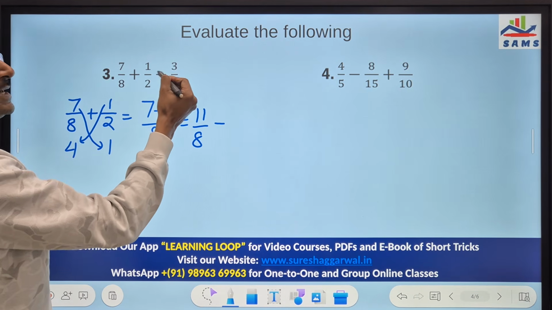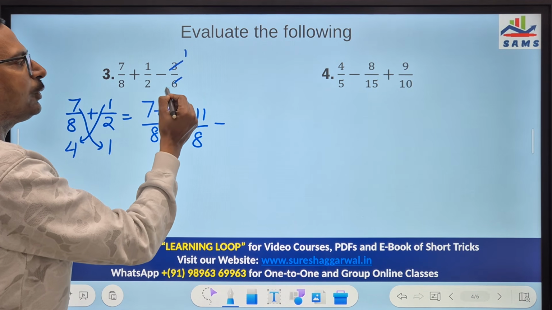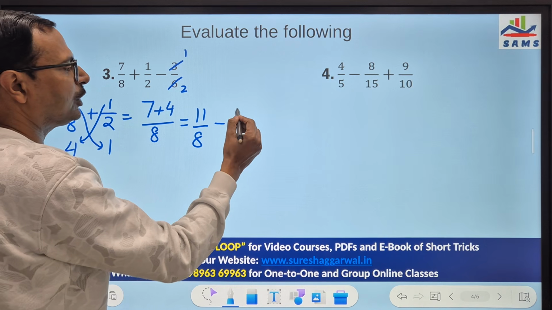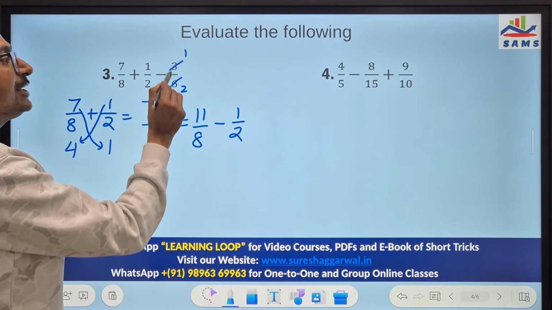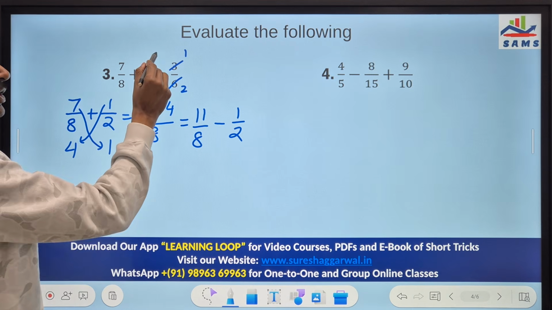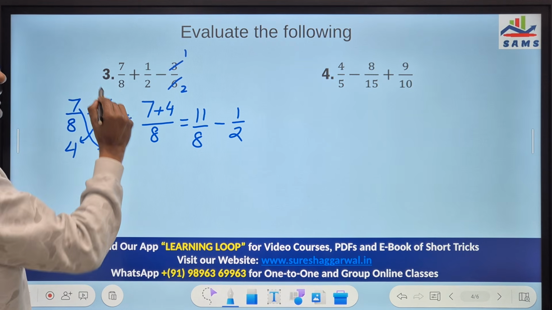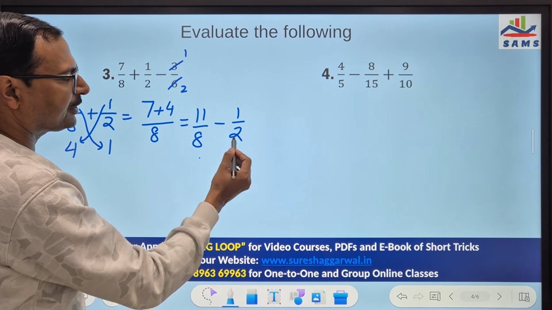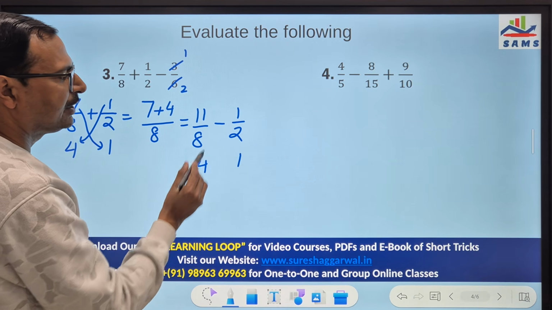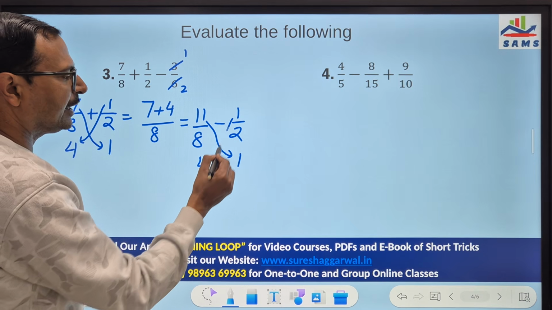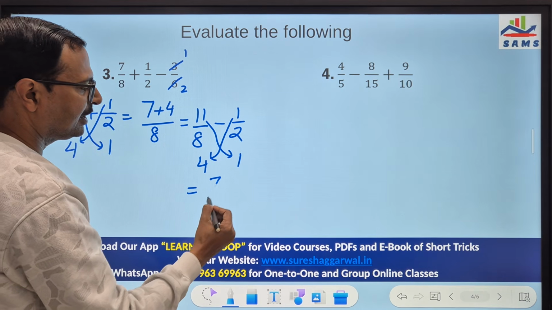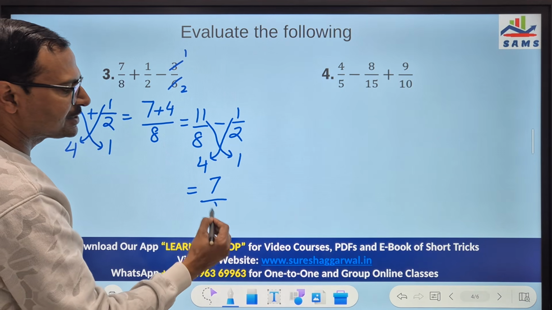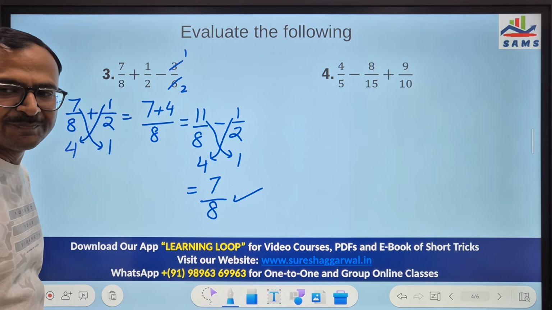Now 3 upon 6 can be reduced to 1 upon 2. So we can write 1 upon 2 here. Or if you did it in the initial step itself, it would have got cancelled and the answer would have been 7 by 8. But I will still do it here. Eliminate the common factor 2. So you have 4 and a 1. So this is 11 minus 4, which is 7, and 8 both ways. So the answer is 7 by 8.